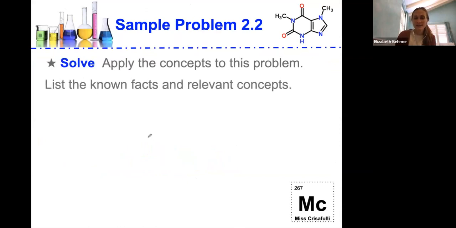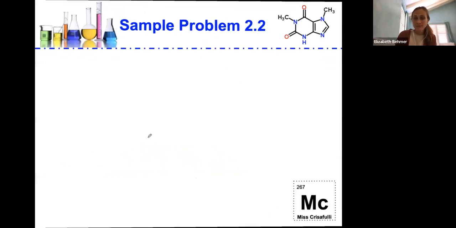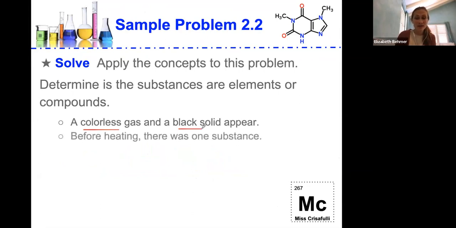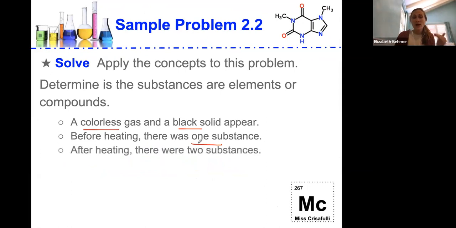Then we solve. List the known facts and the relevant concepts of the problem. We know that a blue-green solid is heated. We'll determine if the substances are elements or compounds. A colorless gas and a black solid will appear. Before heating, remember there was one substance, and then after heating, we're getting a colorless gas and a black solid. So after heating, we're getting two substances. So we're going from one substance to two substances.